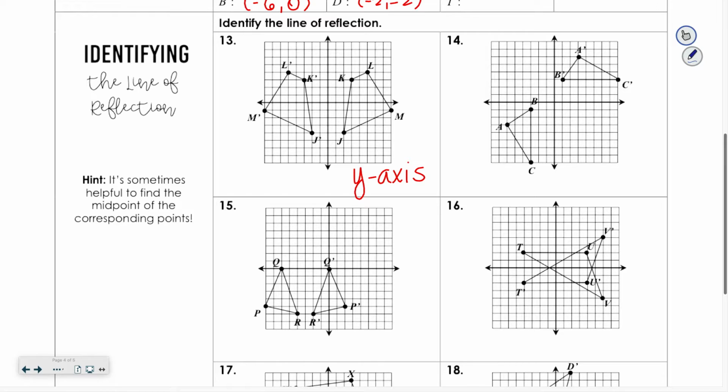All right, look at 14. When I look at 14, does that look like it's being reflected over a horizontal or vertical line? No, it definitely looks like a diagonal line. So is it being reflected over y equals x or y equals negative x? Y equals negative x.